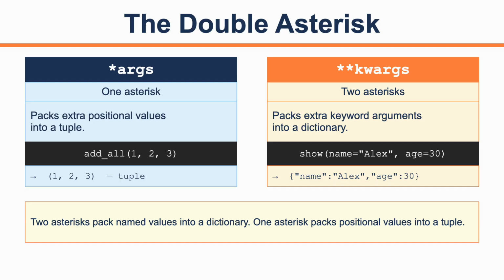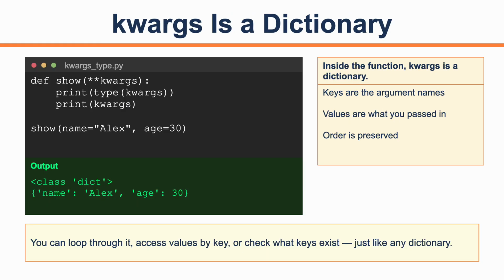This tells Python to pack all extra keyword arguments together into one place. 1 asterisk gives you a tuple of values. 2 asterisks give you a dictionary of name-value pairs. Everything collected by **kwargs is stored as a dictionary inside the function. Each key is the argument name you passed in, and each value is what you assign to it. You can loop through it, access values by key, or check what keys exist.